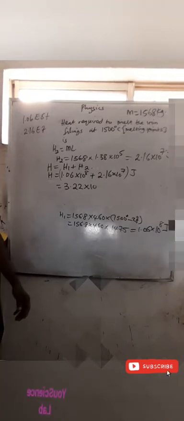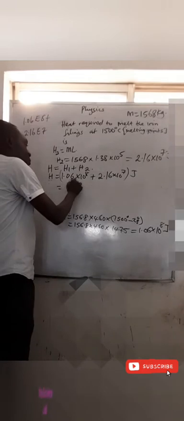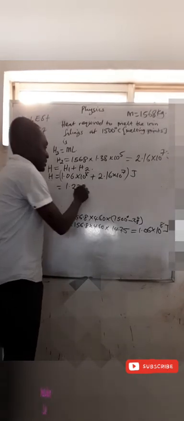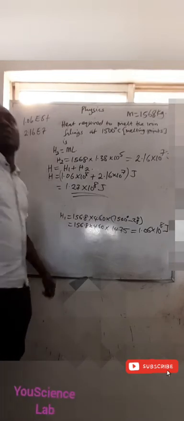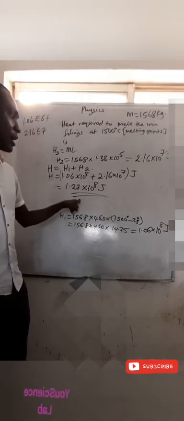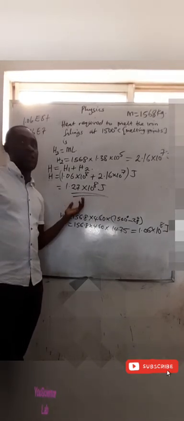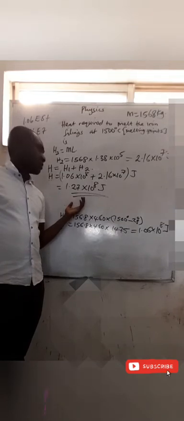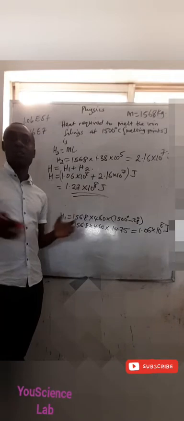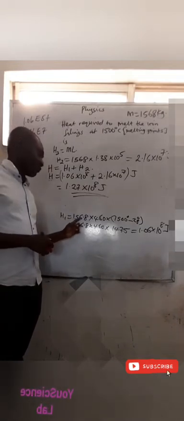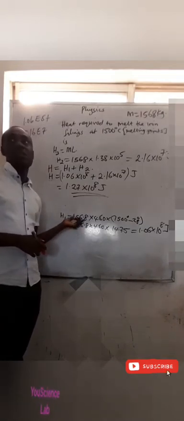Add it that way. 1.27 times 10 raised to the power 8 joules. So this is the total heat that is required to melt the whole of the iron. That is 156.8 mass of the iron.